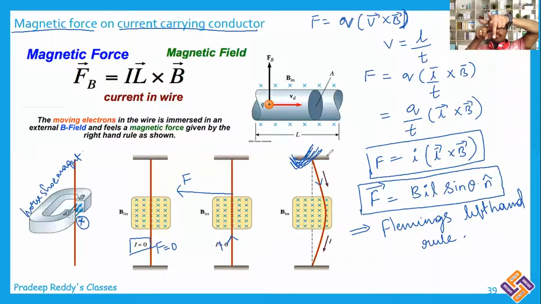See here, current is downward. Therefore, I am putting my middle finger downward. Magnetic field is into the screen. Therefore, I am representing this into the screen. The force is represented by the thumb. Therefore, force acting is toward the right side. Therefore, this conductor will experience a force to the right side. That is the way you can calculate the force acting on the conductor.